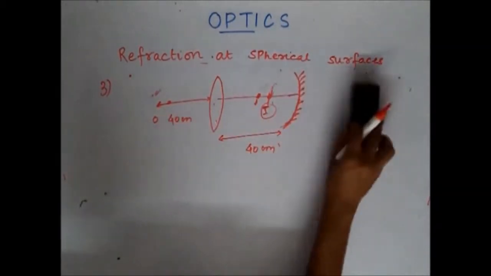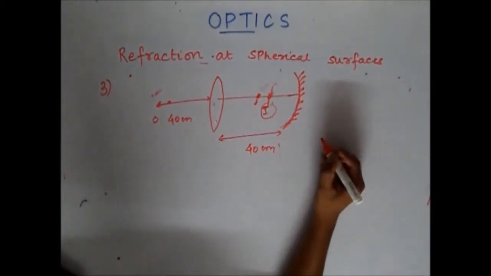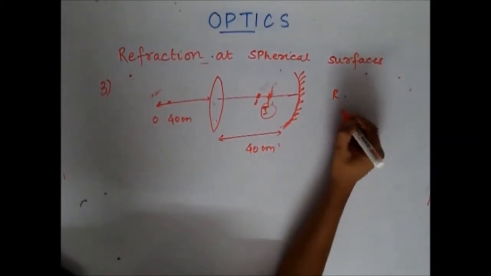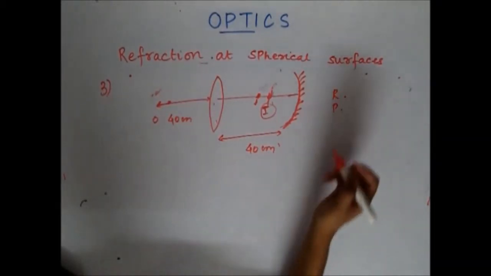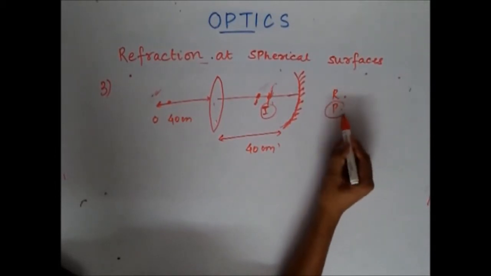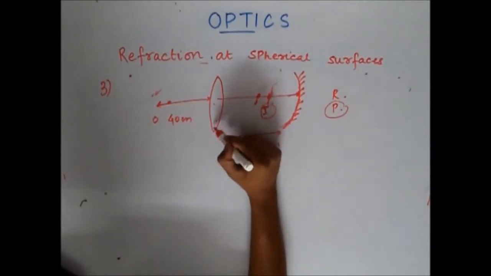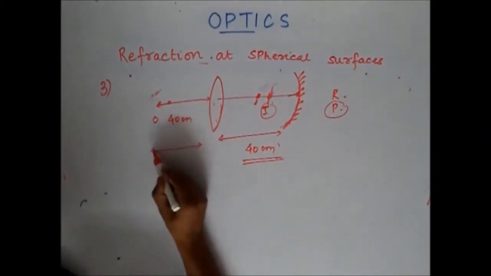When does that happen? When does a concave mirror form an image at the same position? It forms the image at the same position when the object is placed at a distance r, or it is placed at the point which is its pole. Now, let's say that the object is placed at its pole. So the object is placed here. So that means what? The convex lens forms an image at a distance of 40 centimeter. The object is also kept at the distance of 40 centimeter.